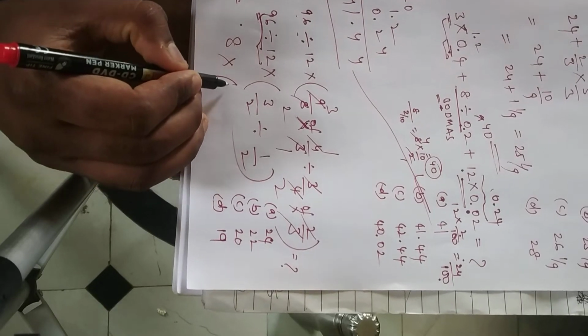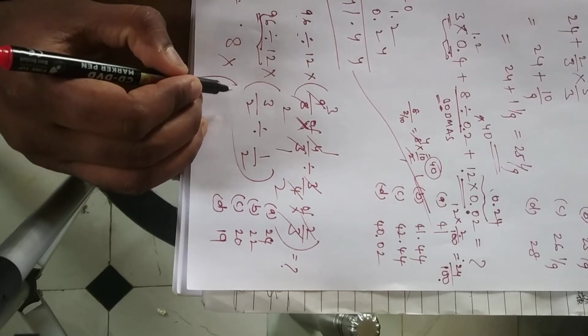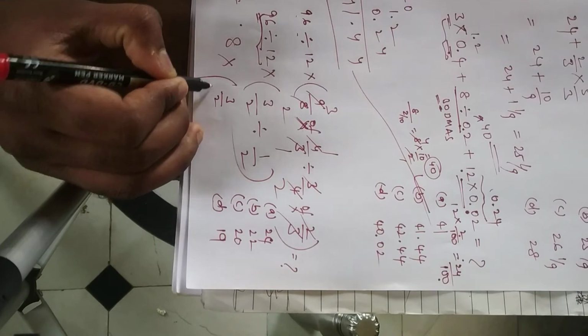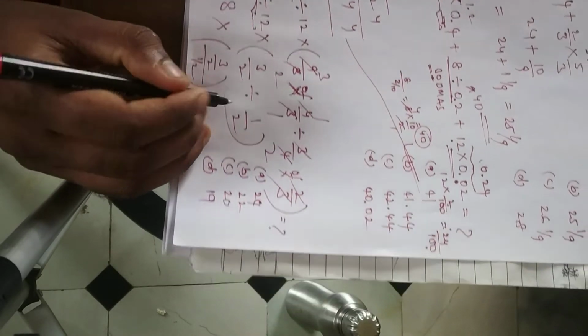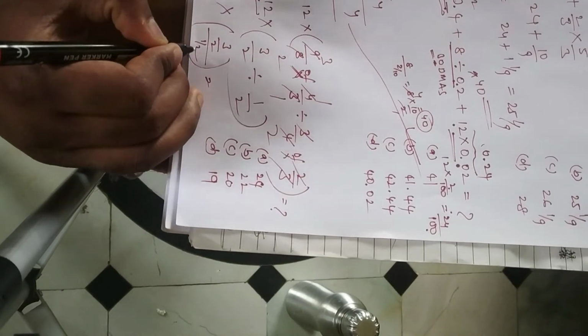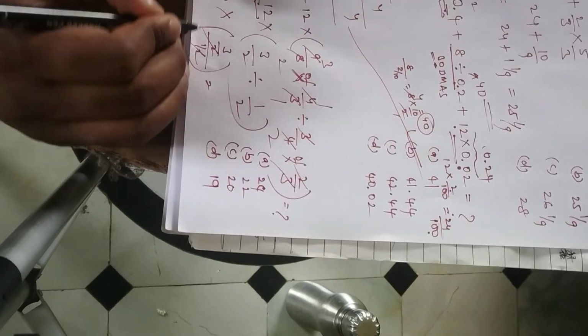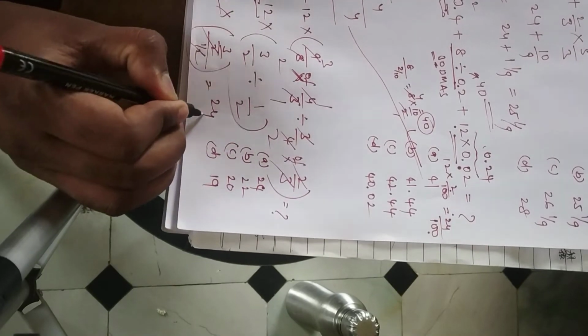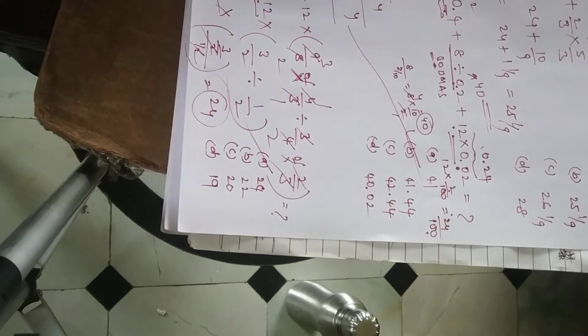How much? 3 by 2 divided by 1 by 2 is nothing but, 2 cancels, 8 threes are 24. So option A is the correct answer.